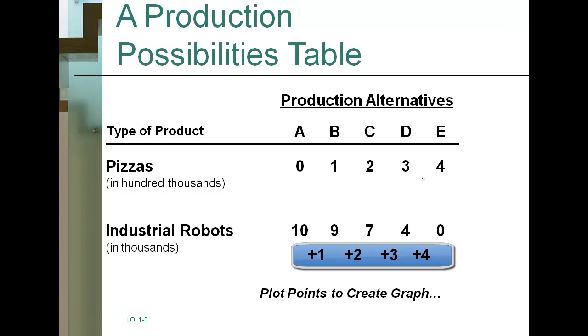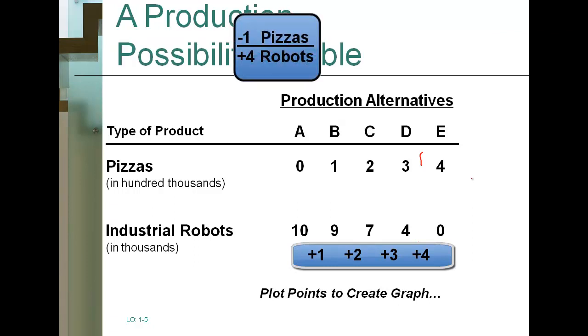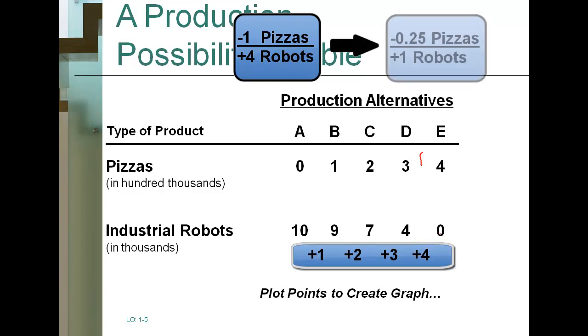Yes, it is. Let's take a look. Going from 0 to 4 means that I gain 4 robots. Going from 0 to 4 means that I lose 1 pizza. So here's the question. If I gain 1 robot, how many pizzas do I forego going from stage E to D? The answer, 0.25. If I go from E, which is 0 robots, to D, which is 4 robots, I gain 4. But what if I just want to gain 1?